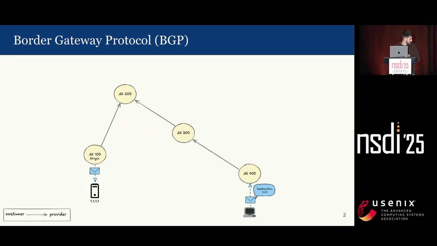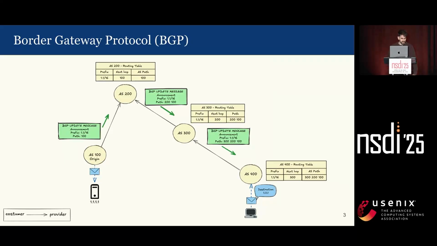So let's dive in. I probably assume most of you know about BGP, but I will give a quick introduction. Here we have a simple example in which a client wants to send traffic to a server, whose IP address is 1.1.1.1. Basically, AS400, which provides internet to our client, wants to find the path to reach AS100, which is the origin of the prefix.